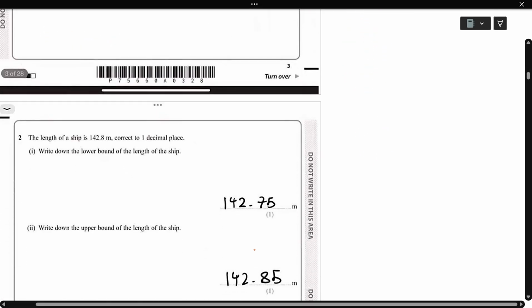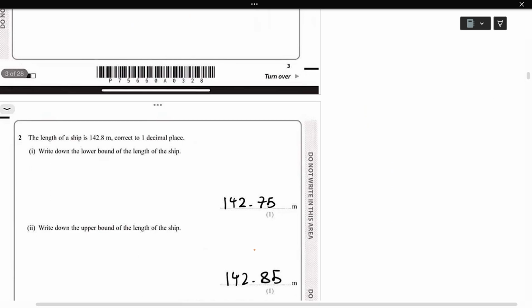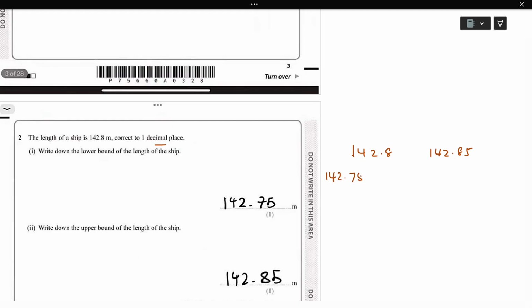Okay, so next question. The length of a ship is 142.8 meters, correct to one decimal place. Write down the lower bound of the length of the ship. So 142.8. The upper bound is going to be 142.85. The lower bound is going to be 142.75. So the first question asks for the lower bound, which is 142.75, and the next one, the upper bound, is going to be 142.85.